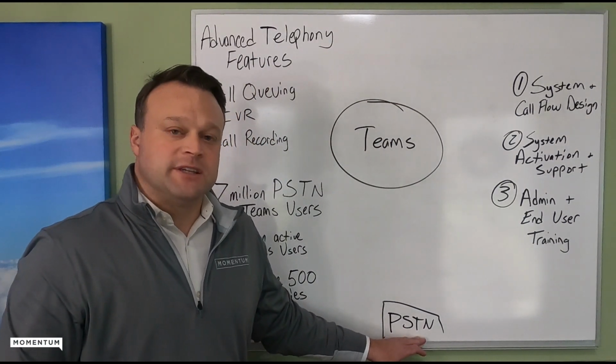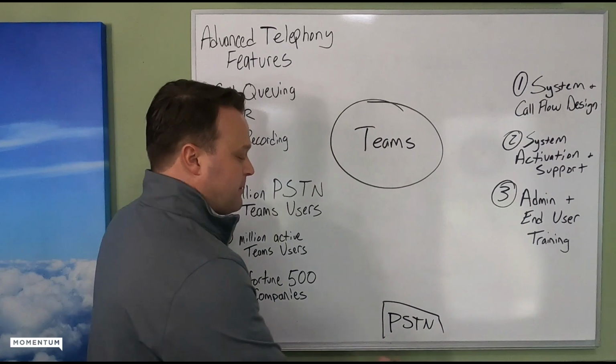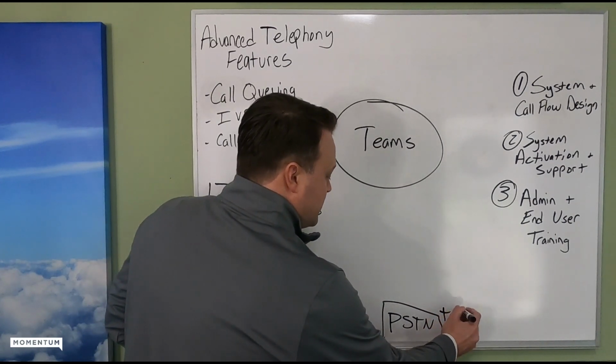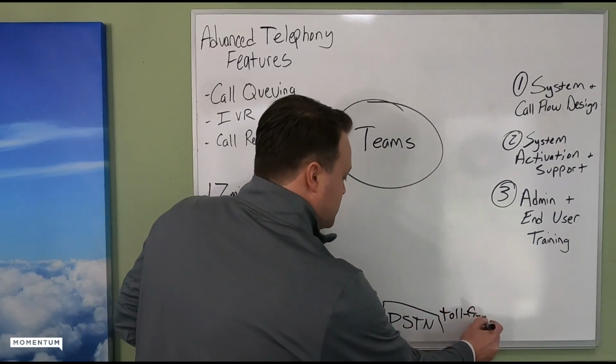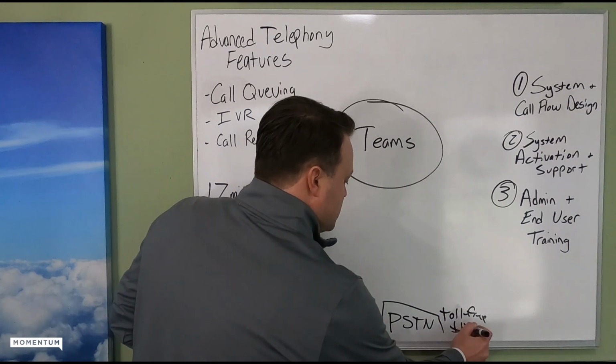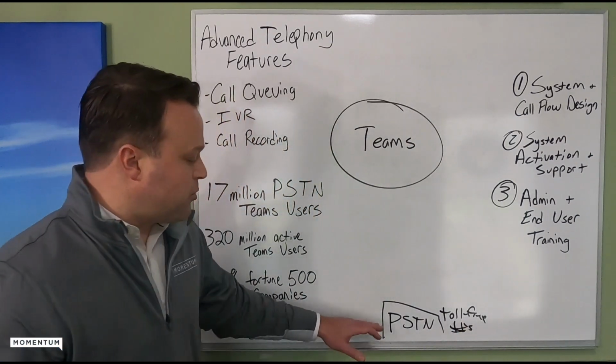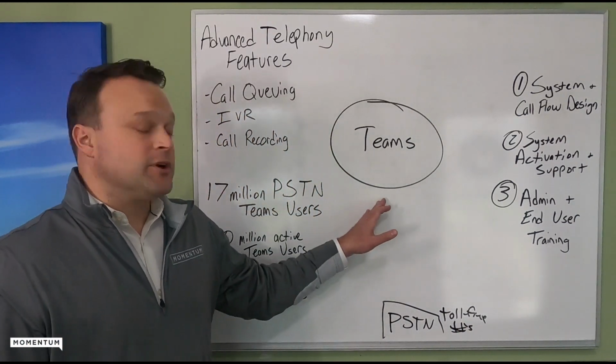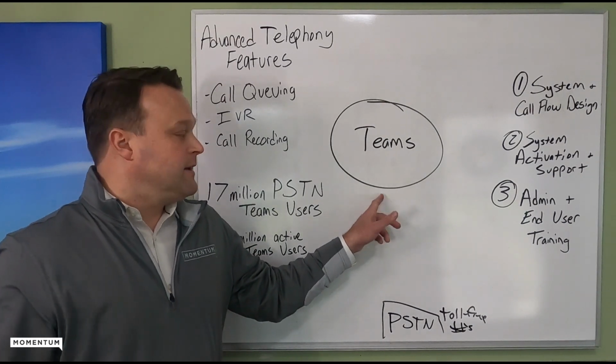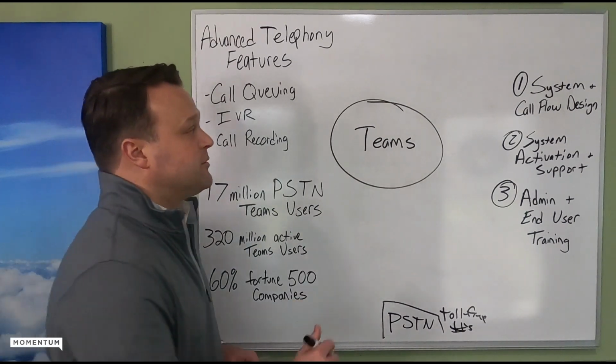We can be your PSTN connectivity, which is public switch telephone network, and we can take your toll-free numbers, and of course we can take your local numbers as well. So we're going to port all that to Momentum, and then we're going to enable your Microsoft Teams via Operator Connect to make Microsoft Teams your phone system.